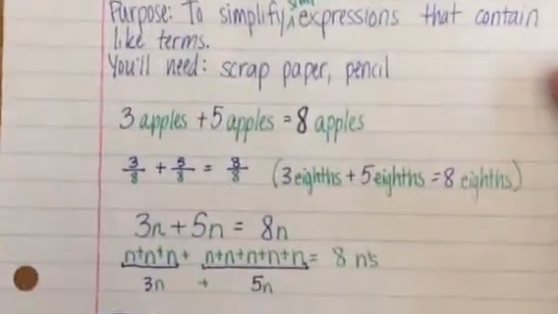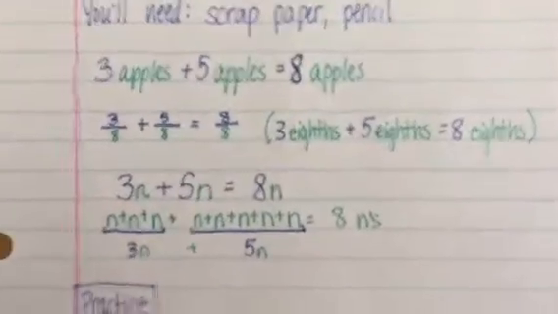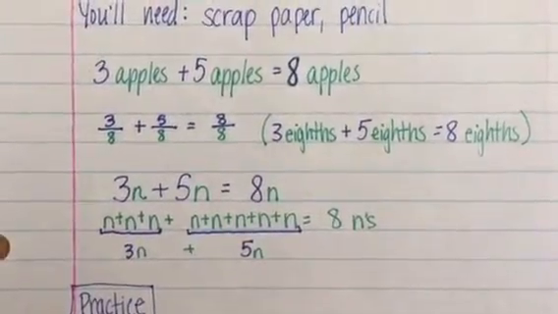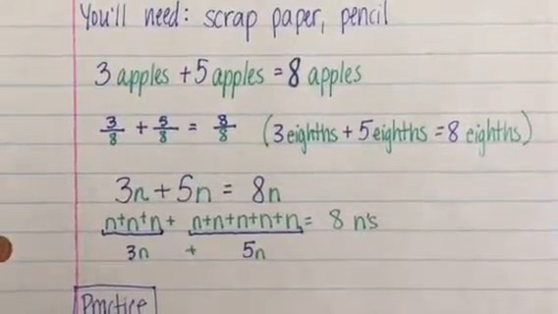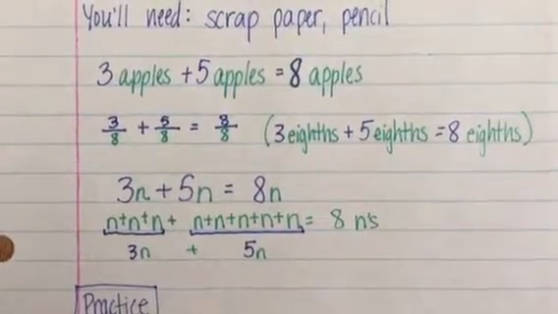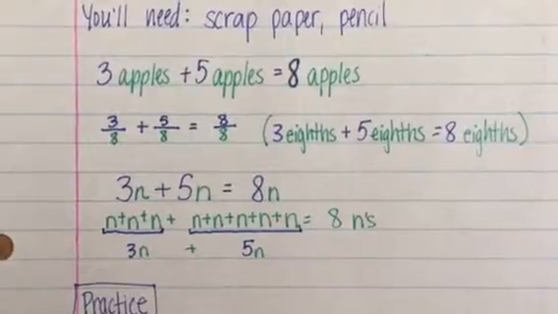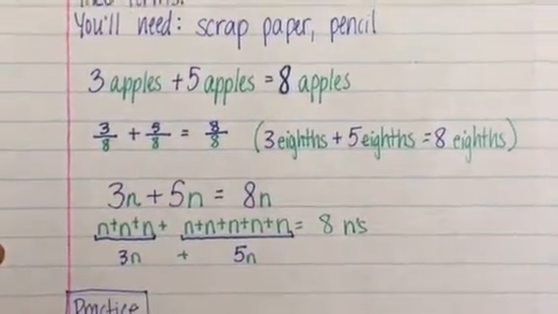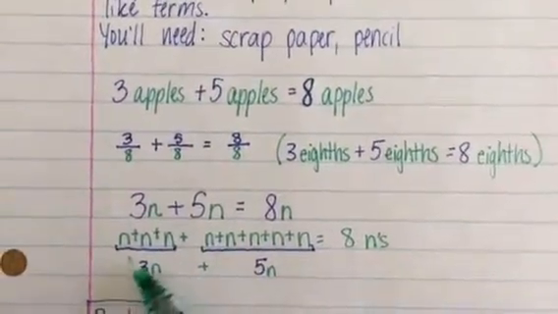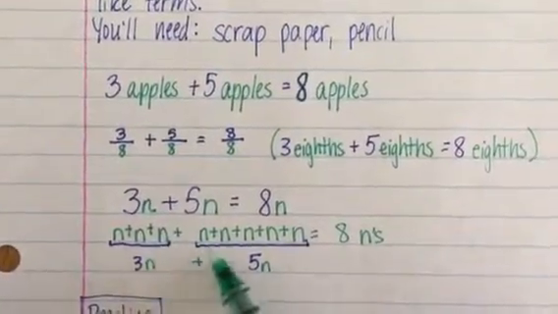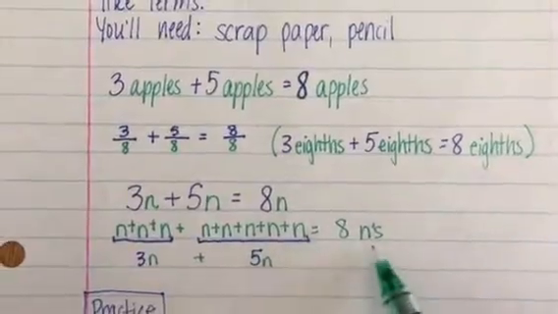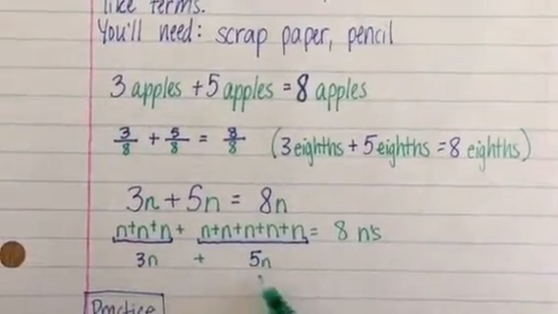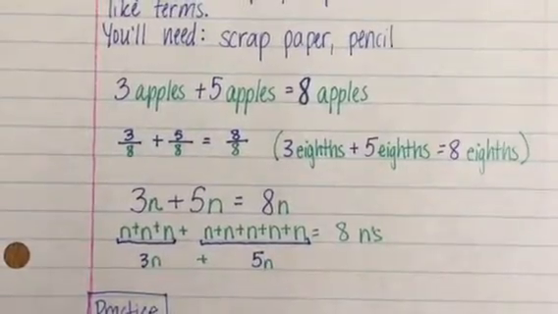Well, you can think of it the same way when you're talking about algebra and letters. So if I had 3 n's and I'm adding 5 n's to it, I would end up with 8 n's. 3n plus 5n equals 8n. And I just kind of drew out what that looks like. Here's 3 n's, here's 5 more n's, and I get 8 n's. Or in other words, 3n plus 5n equals 8n.